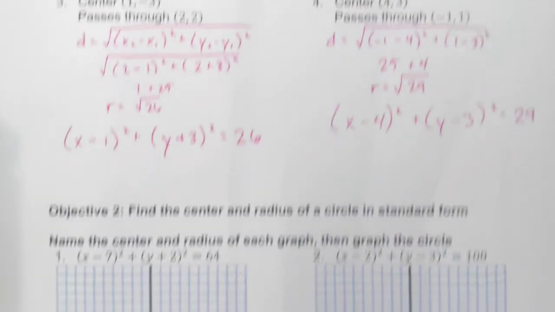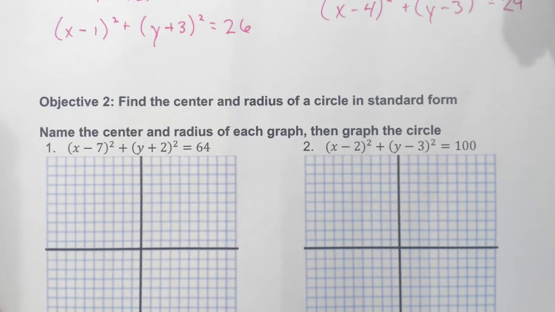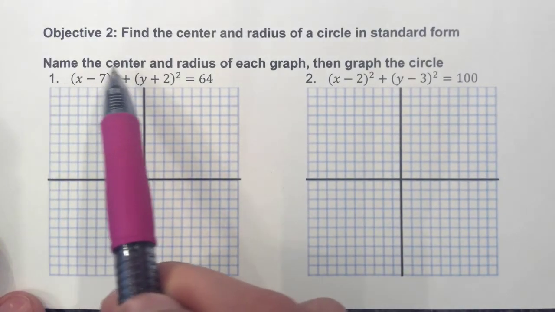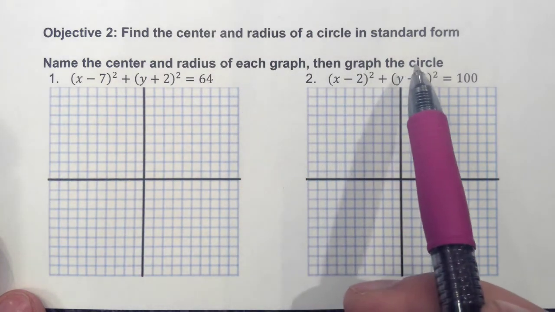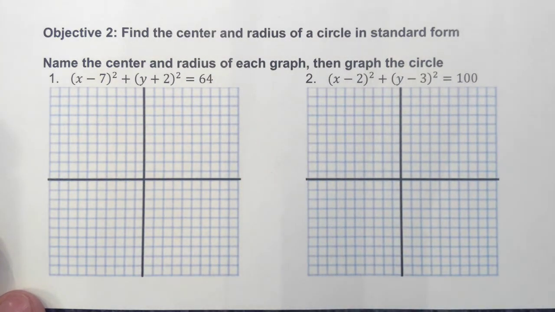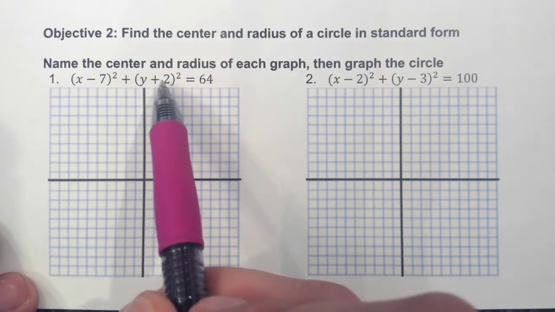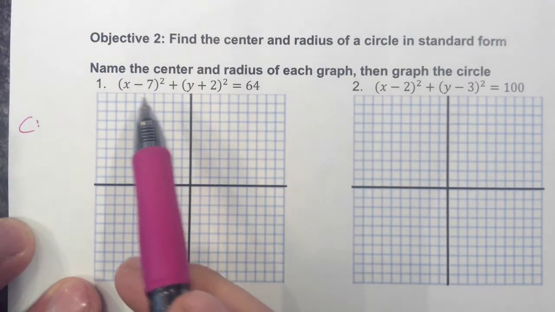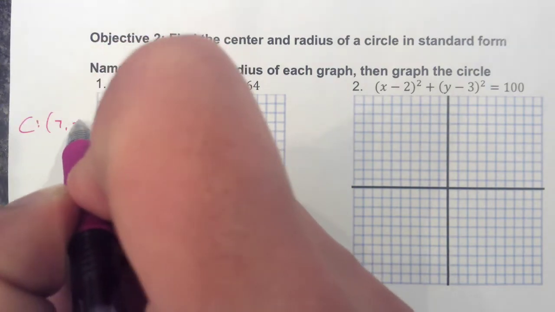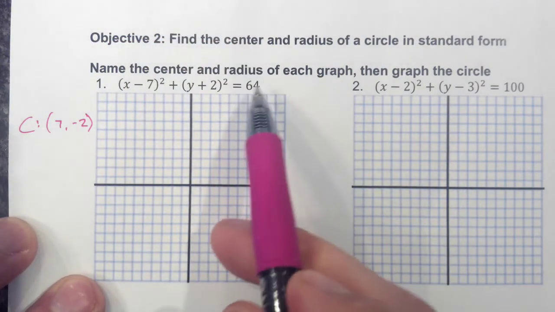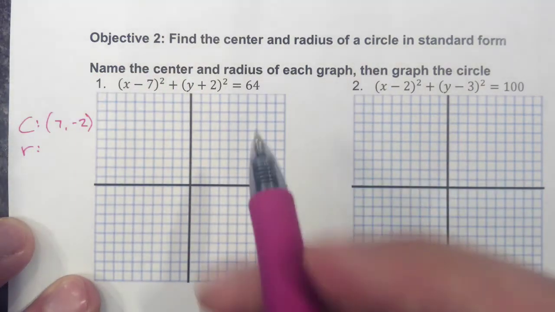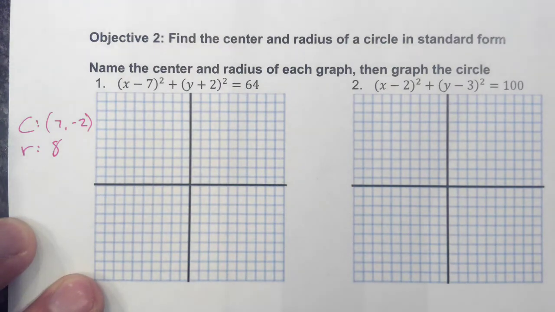Simple, simple. All right. Find the center and radius of a circle in standard form. We're going to name the center and radius of each graph, and we're going to graph the circle. Simple stuff. So to do that, what would be the center? Well, remember, it's the opposite of these points. So the center is going to be positive 7, negative 2. And if my equation has this 64 over there, the radius is going to be the square root of that number. Square root of 64, of course, 8. So nice and easy to graph.